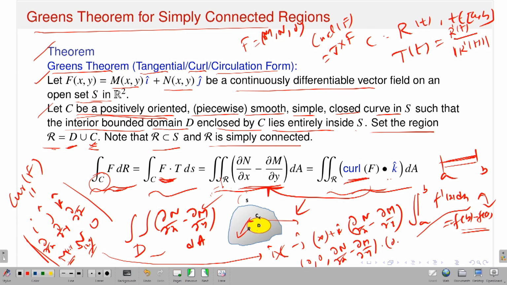And what is my k cap? Again, (0, 0, 1) is k cap, and if I take the dot product, what will it give? It is exactly equal to ∂N/∂x minus ∂M/∂y, that double integral. Okay. So now I think it's clear what the statement of Green's theorem is.